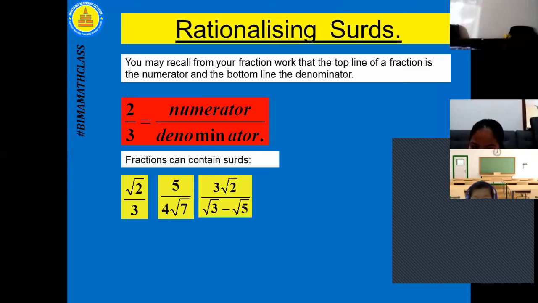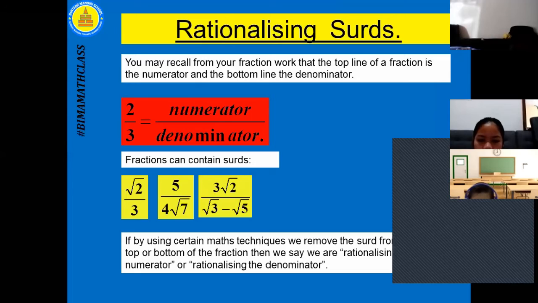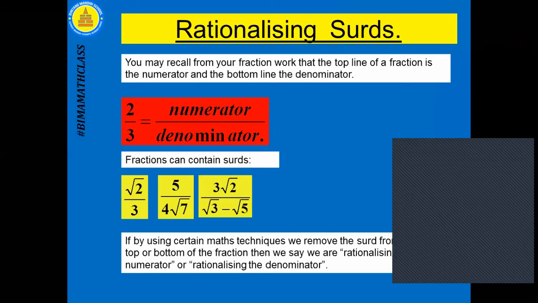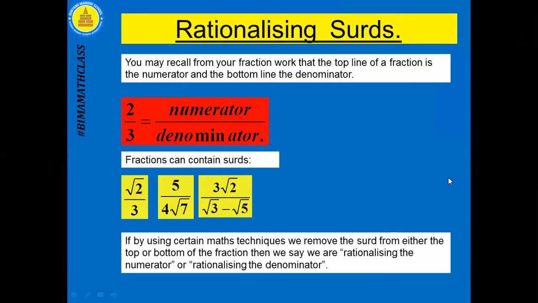Okay, now number 3, we have another expression. Look at the denominator. We have a subtraction of surds as the denominator. How to rationalize this? Very easy. Later you will know. So this is expression number 2. Now, do you have problems seeing the slide? Is there a glare? Yes, there's a glare.